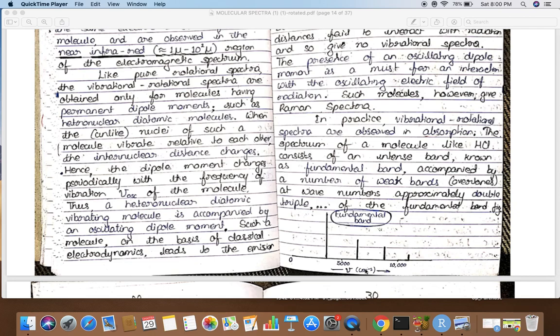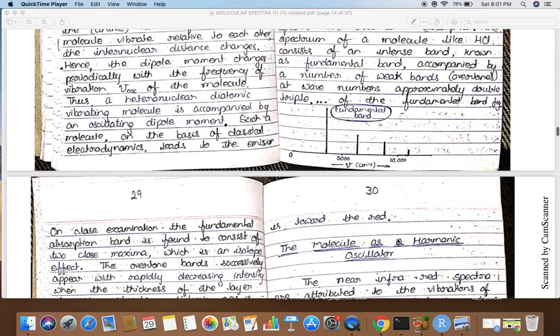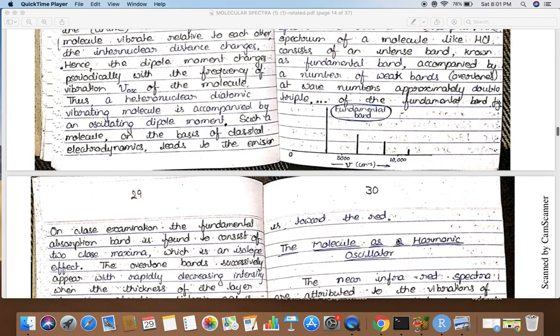The spectrum of a molecule like HCl consists of an intense band known as the fundamental band, accompanied by a number of weak bands, that is overtones, at wave numbers approximately double and triple that of the fundamental. So in this spectra, if you look, this is the highest band, that is the fundamental band. In this x-axis you have the wave number, that is the frequency. Then you have the overtones, but their intensity is comparatively very, very less. We will discuss the same at the end of this talk.